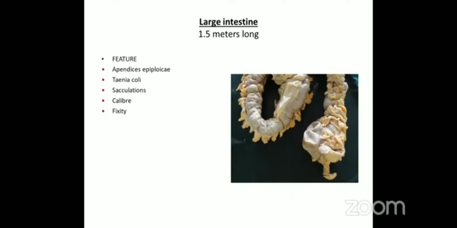Though it is called the large intestine, the length is less, only 1.5 meters. It is called larger because it is more wide as compared to the small intestine. Two of its parts, the ascending colon and descending colon, are retroperitoneal, covered by peritoneum, while the transverse colon is suspended by the transverse mesocolon. Then the sigmoid colon also has the sigmoid mesocolon.